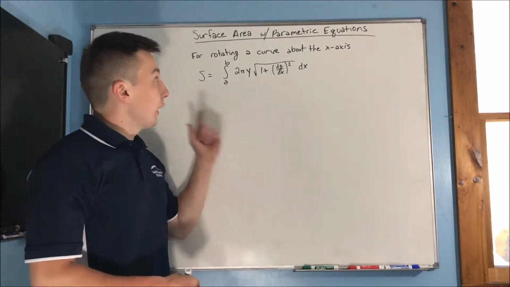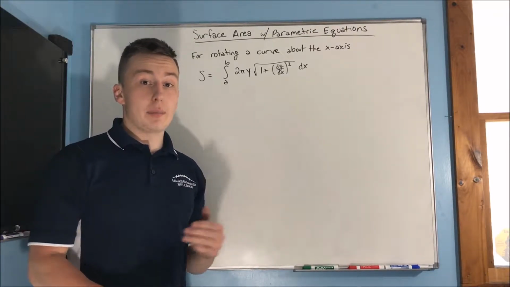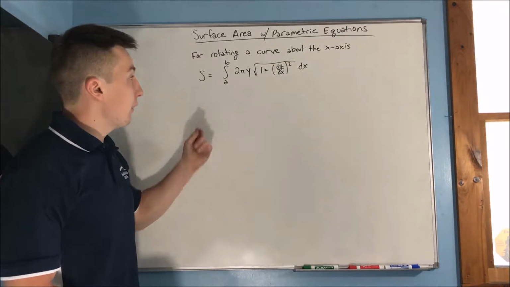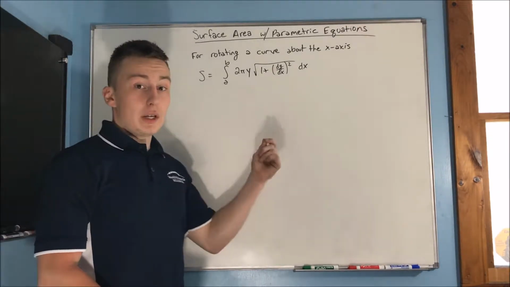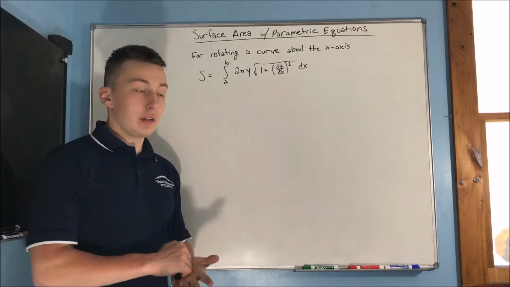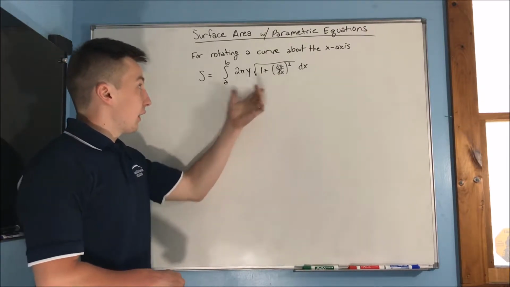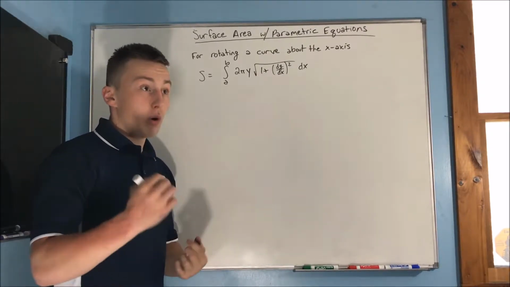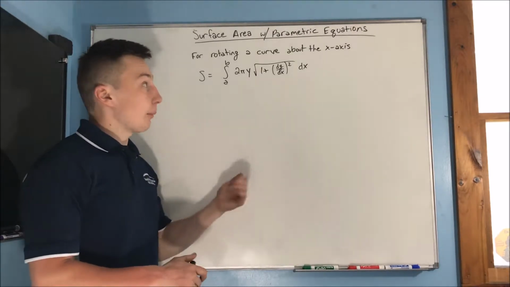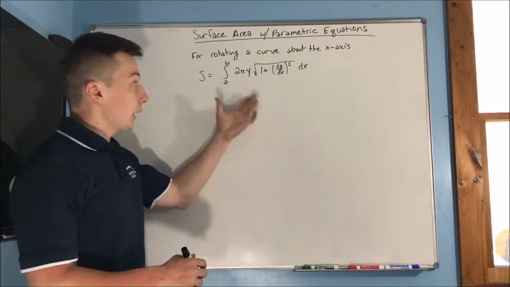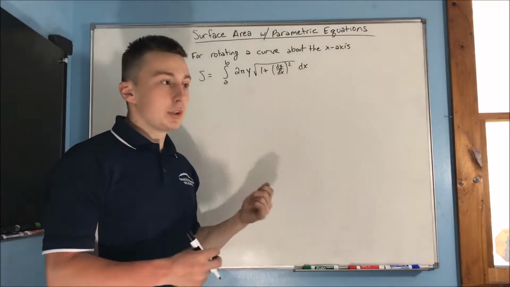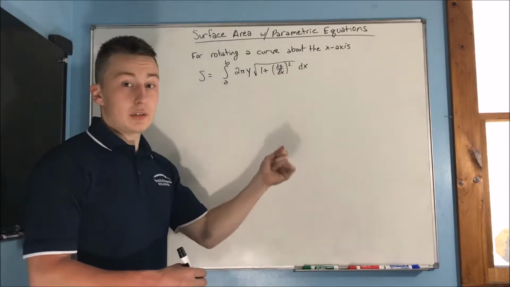Alright, so this video is going to be on surface area with parametric equations. Previously, with our regular surface area, we're dealing with a regular equation. When we rotated a curve about the x-axis, this was our formula. When rotating about the x-axis with a parametric equation, this equation really doesn't change too much. We're just plugging in our parametric arc length equation.